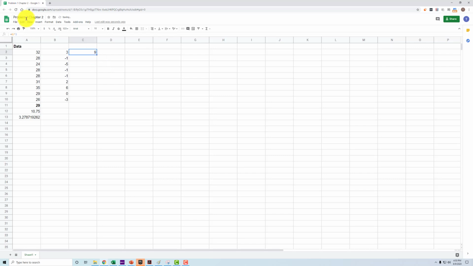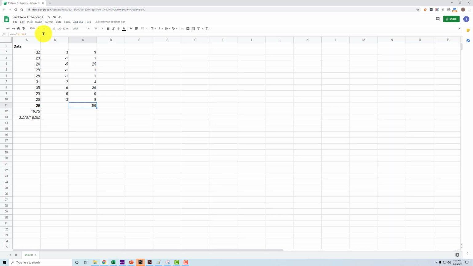Same thing, we can now copy that and paste that answer all the way down. And now we have the squares of the different scores. So what we need is the sum of squares. So I can get the sum of all of these squares. And this 86 is now my sum of squares.